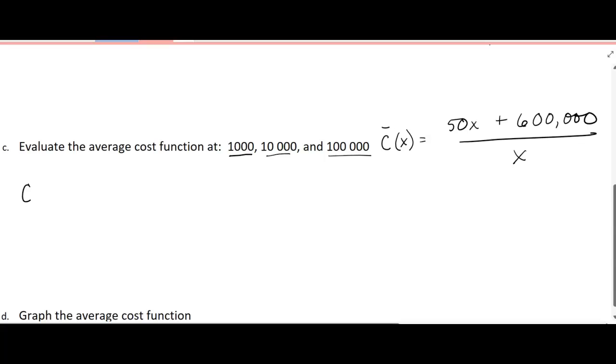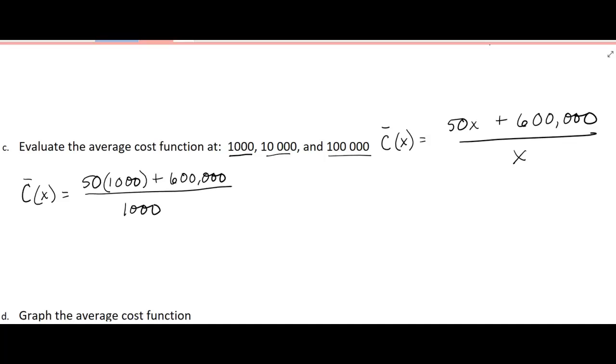So first we would do C bar of x. I'm going to write it mathematically the way we do it, and then put it in a calculator, hopefully you're learning how to do that. 50 times 1,000 plus 600,000, divided by 1,000. The math's not too bad on that, but I did it on a calculator. You get 650. Stop the video and do the calculation. That was when x was 1,000.